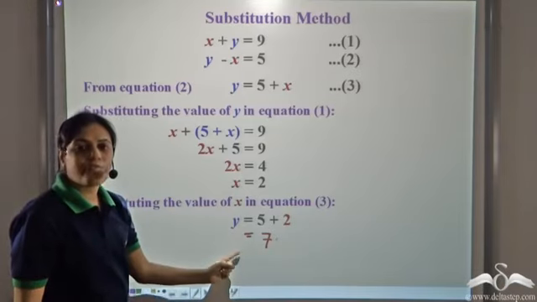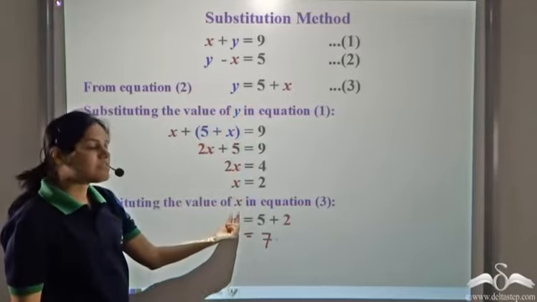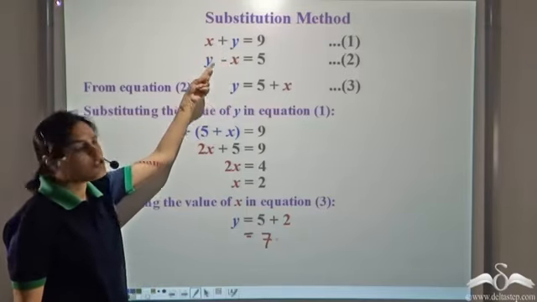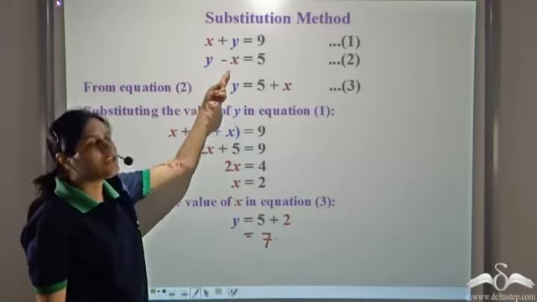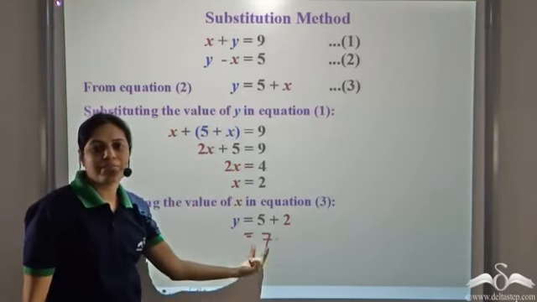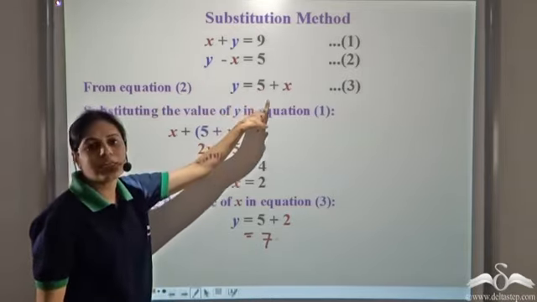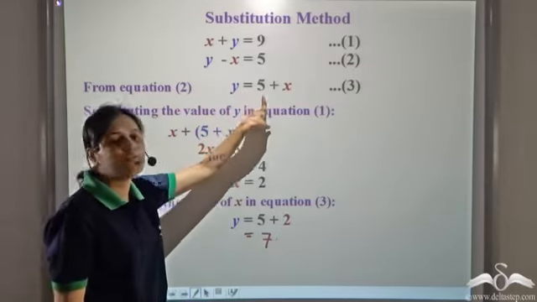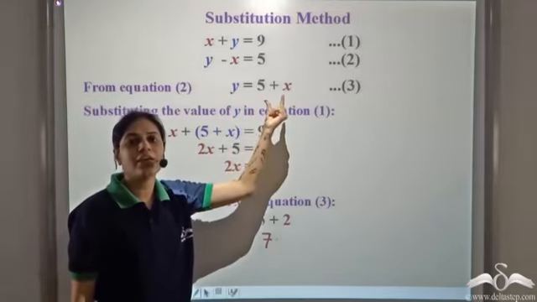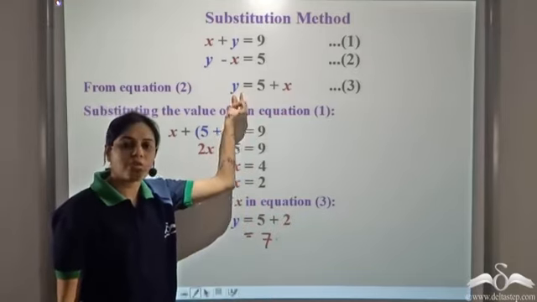Now we have got this value of y by substituting the value of x in equation 3. We can get this value of y by putting the value of x in 1 or 2 as well. So we can put this value of x in any of the 3 equations and solve for y. We'll get the same answer 7. But it is the easiest to put it in this equation because it is already in the form of y is equal to 5 plus x. So it is already in the form of y is equal to something. So normally it is the easiest to put this value of x in this equation.